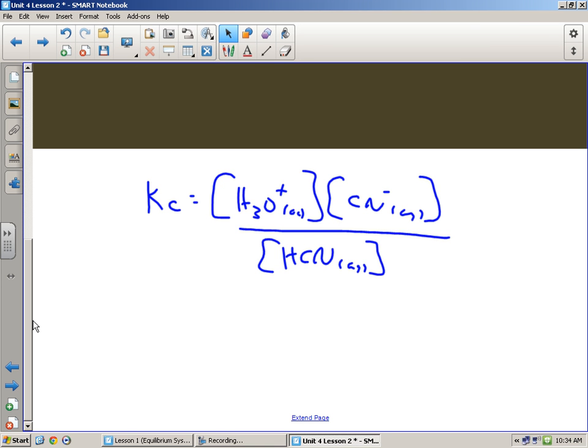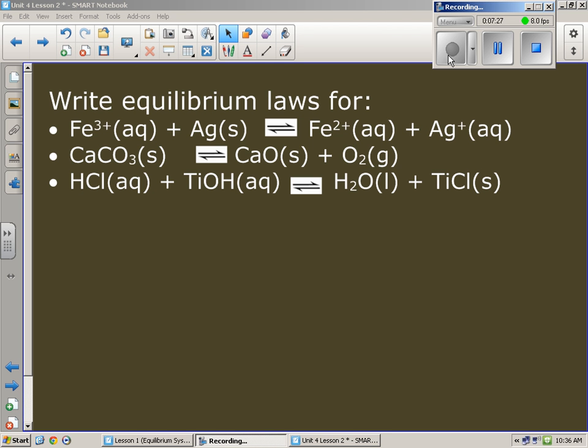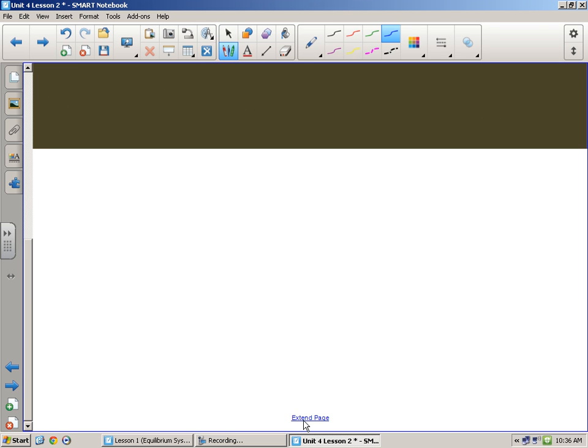Solids and liquids are not included. Aqueous and gases, yes. So we're going to write equilibrium laws for these here. Once again, we're not going to include solids or liquids. So pretty straightforward, I think. You just have to keep in mind that that's the case. Please don't forget it after a while when we start doing some other stuff.